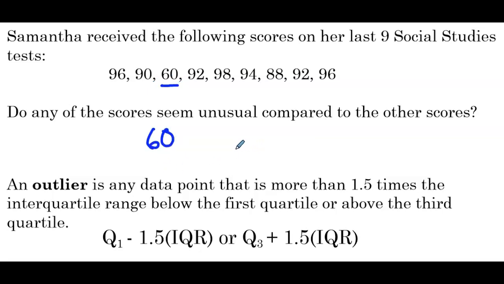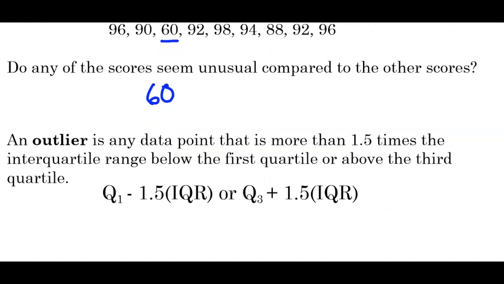Now we have a way mathematically to define that. It's called an outlier. And an outlier is any data point that is more than 1.5 times the interquartile range below the first quartile or above the third quartile. Okay, so we have 2 different equations to find an outlier. Here's one of them. Quartile 1 minus 1.5 times the interquartile range. Or, here's the other, quartile 3 plus 1.5 times the interquartile range. So if we want to know mathematically if something looks weird, unusual, well, this is how we're going to calculate a number to know for sure.